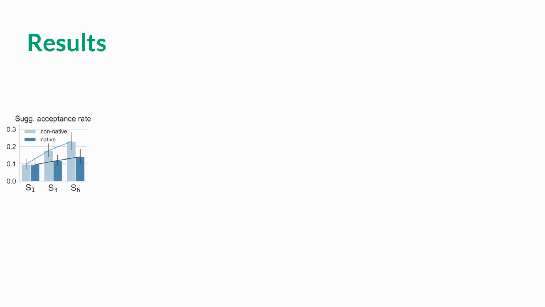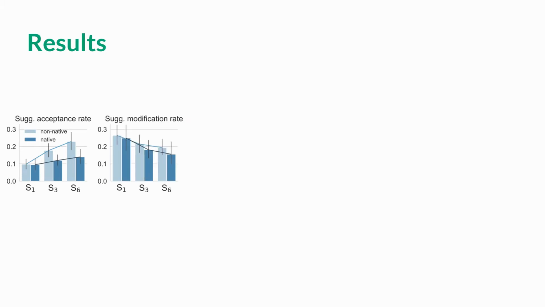We found that showing more parallel suggestions increases their acceptance rate, more so for non-native than native speakers. Moreover, showing more suggestions leads to fewer cases where users modified a suggestion after accepting it. Showing more than one suggestion also increased the number of suggestion words in the final emails. Non-native speakers overall included more suggestion words than the native speakers.